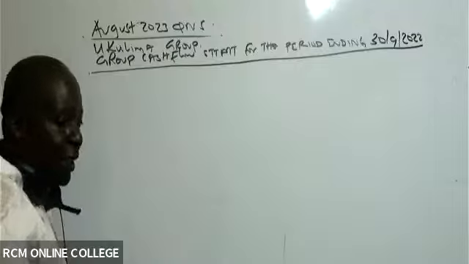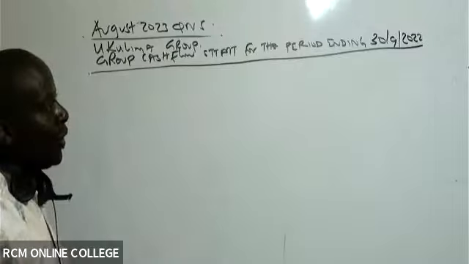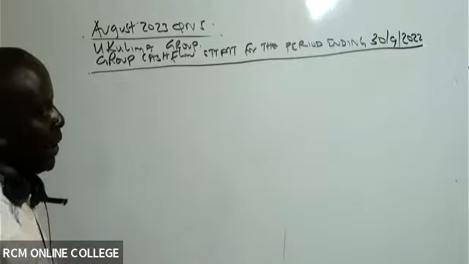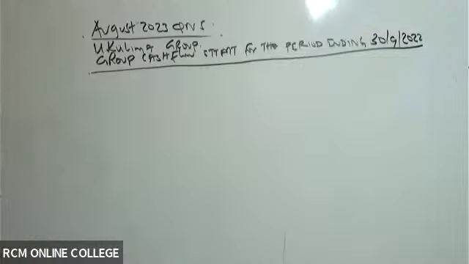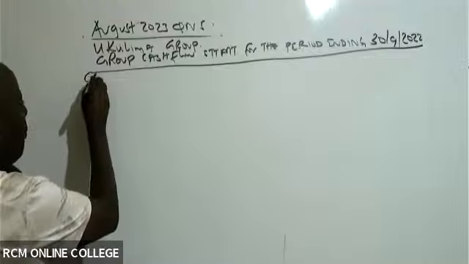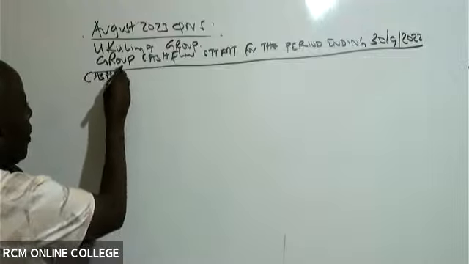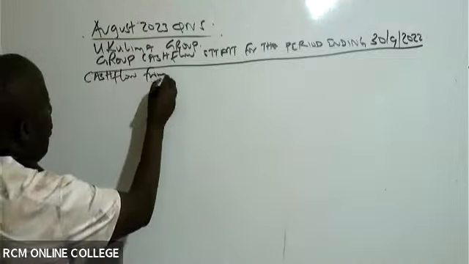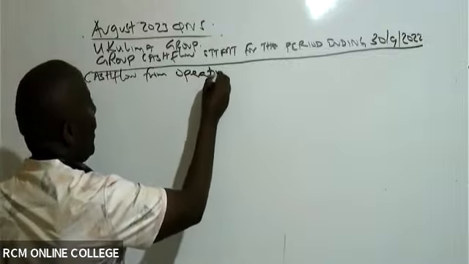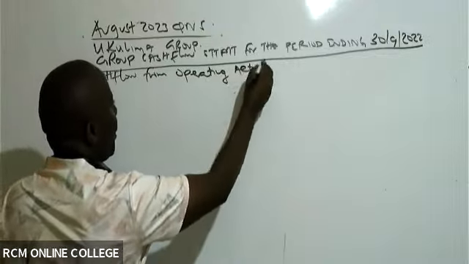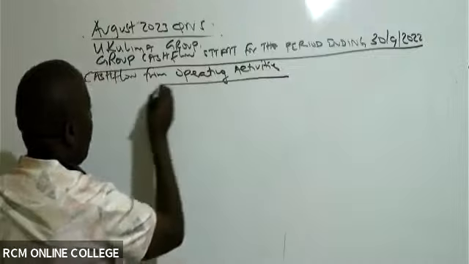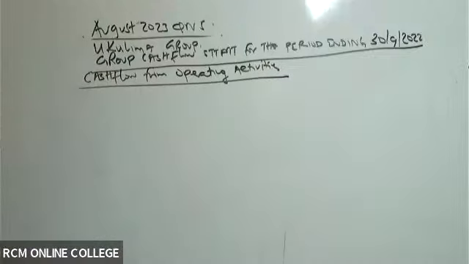So you're using the indirect method. We're using the indirect method, write a dash there, indirect method. So group cash flow statement for the period ending 30 September 2022. Then how do we start this? We start with the first section, which is cash flow from operating activities.